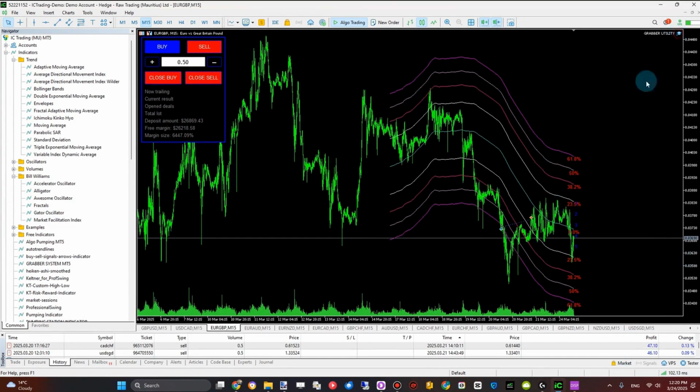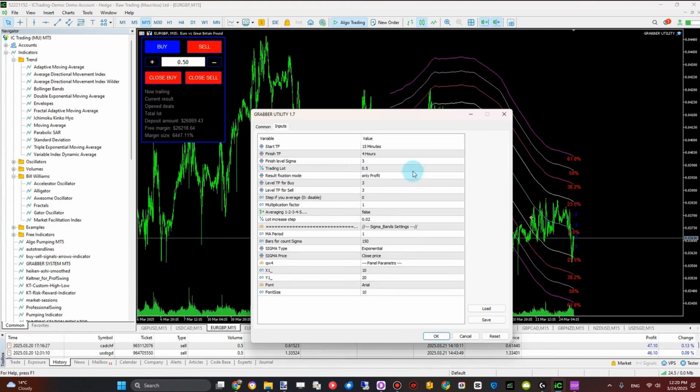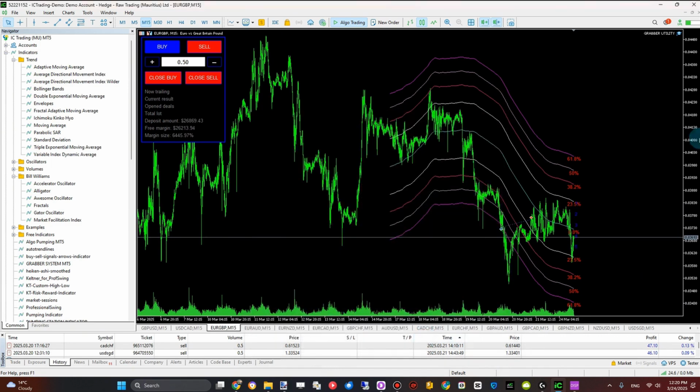We round it to 40, and here we set the number of points for averaging. Just don't set 40, set 400, because 40 is for 4-digit quotes and 400 is for 5-digit quotes. You see, there are 5 decimal places here. Here, this refers to a 5-digit quote.